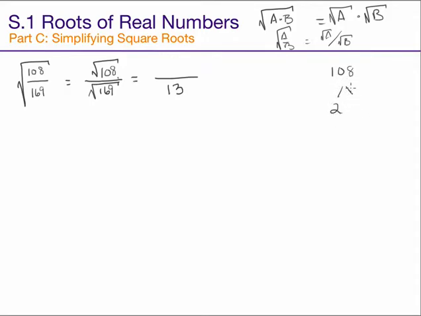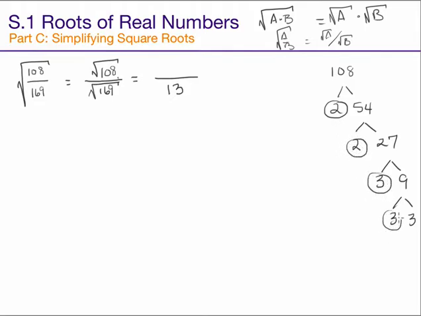2 goes into 108 54 times. 2 goes into 54 27 times. 3 goes into 27 9 times. And 3 times 3 is 9. I'm circling my prime roots, and I can now make the observation that 108 can be written as 2 times 2 times 3 times 3 times 3.